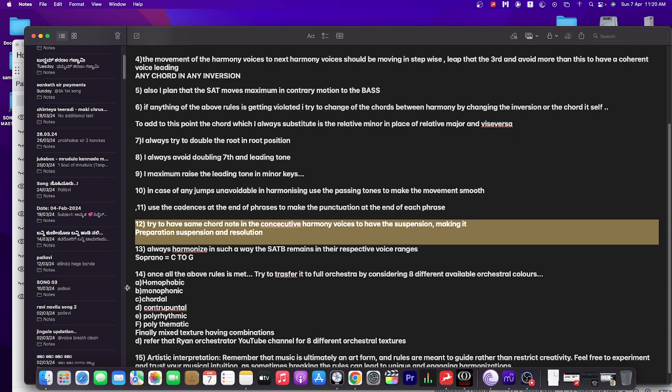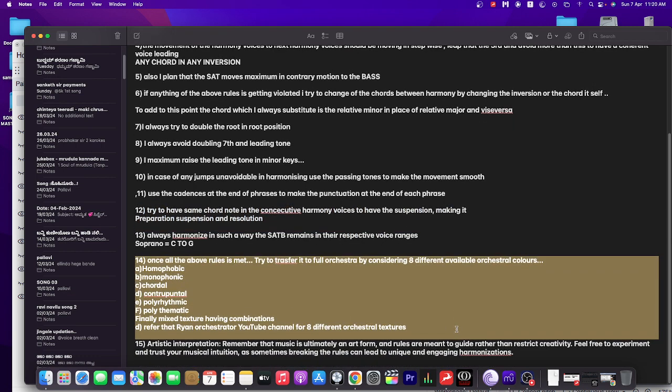The 14th point is an extra point. There is something called texture. You have about 8 different textures. I have not mentioned them fully here. There is homophonic, monophonic, chordal, contrapuntal, polyrhythmic, polythematic, and so on. There are 8 different textures which you can use.